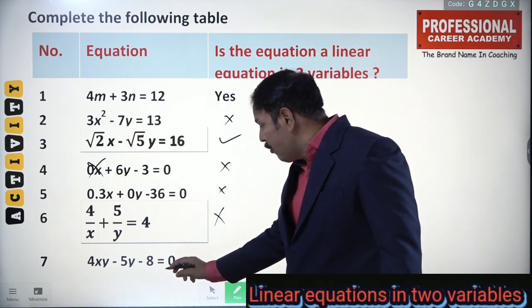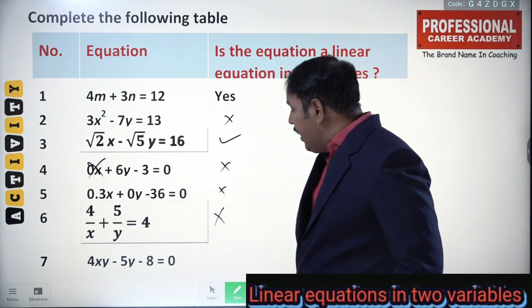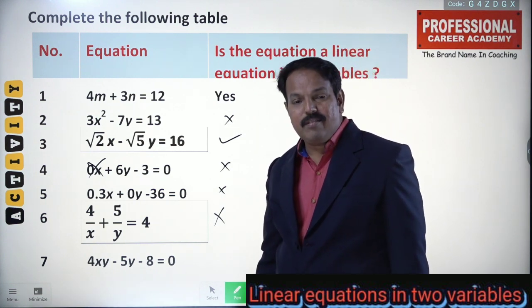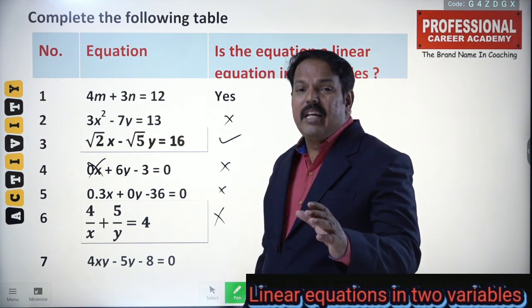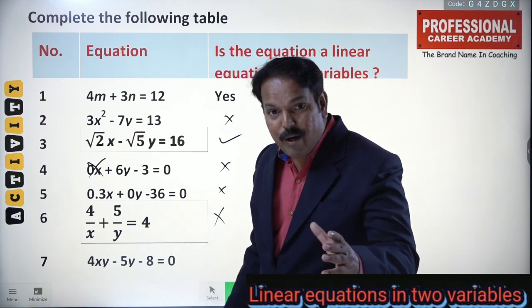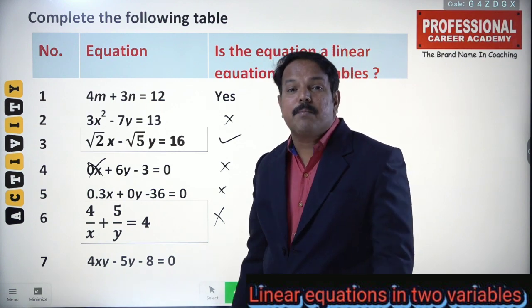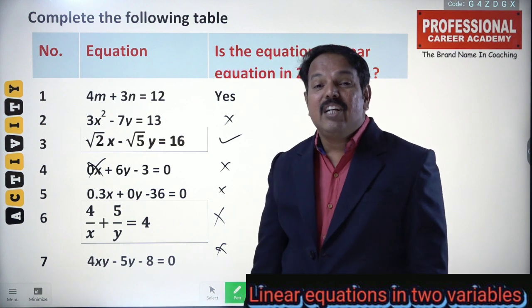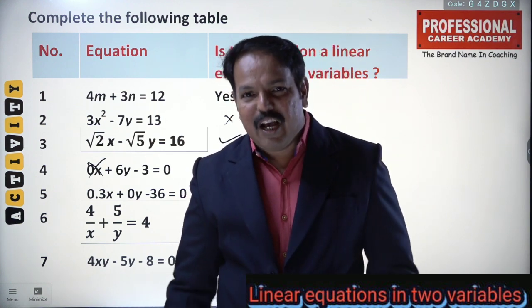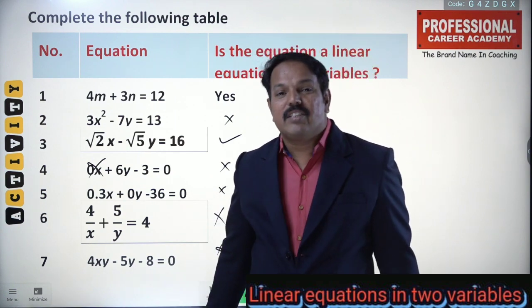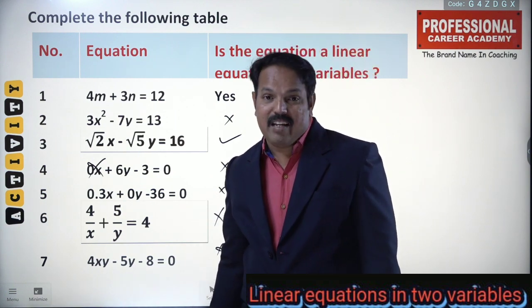Okay, now next, another one: 4xy minus 5y minus 8 is equal to 0. Clear? So this is an equation in two variables, no doubt. Power is also 1, but this is not in the general form ax plus by plus c equal to 0. So that is also not a linear equation in two variables. Have you got it?